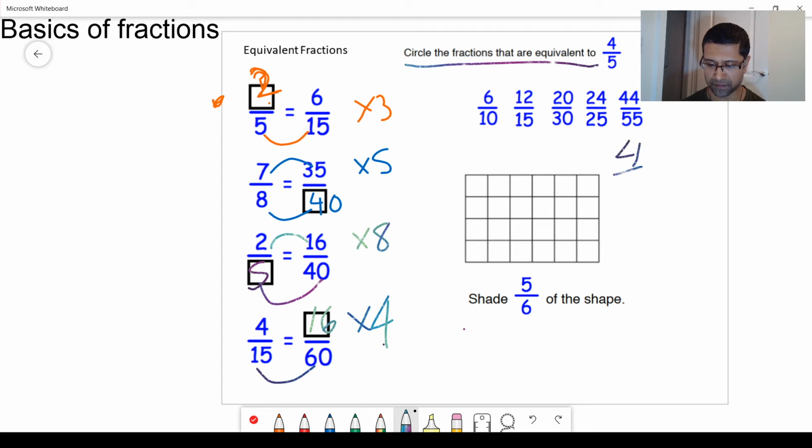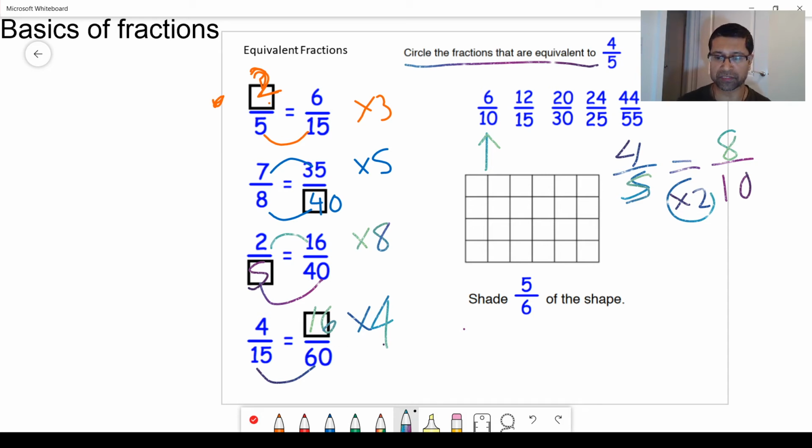So 4/5. I'm going to look at the first one over here. I know the 5 goes into 10, so copy the 10. Now 5 times something to give me 10 is times by 2. What you do to the bottom, do to the top. So 4 times 2 is 8. Now 4/5 is equivalent to 8 over 10, so it can't be equivalent to 6 over 10. Cross that one out.